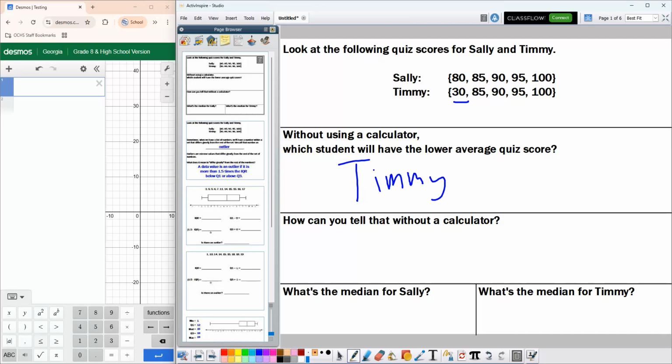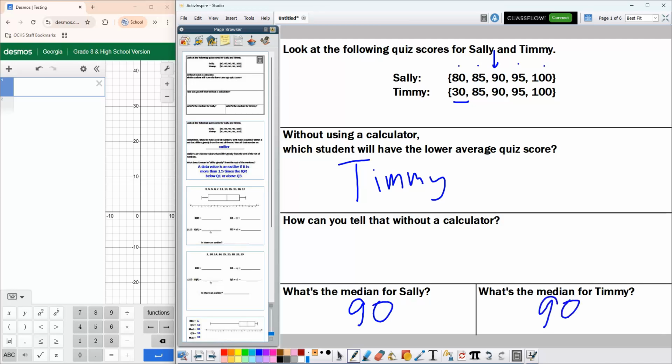How can you tell without a calculator? Everything that we just said. What's the median for Sally? Well, the median for Sally is what? Not those, not those. It's that one right there. And it looks like it would be 90 for both Sally and Timmy.